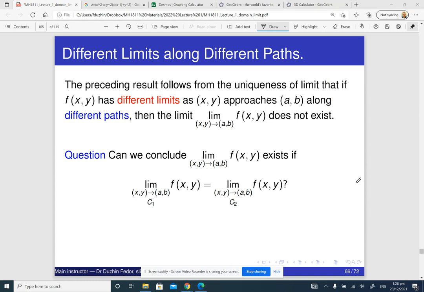Now maybe a little question for you to think about: suppose that you computed limits along two different paths, like along x equals 0 and y equals 0 or something like that. Can you conclude that the overall limit exists or not? I'll give you a hint. In order to figure it out, you probably need to consider something like the familiar function xy divided by x squared plus y squared. It'll do the job.